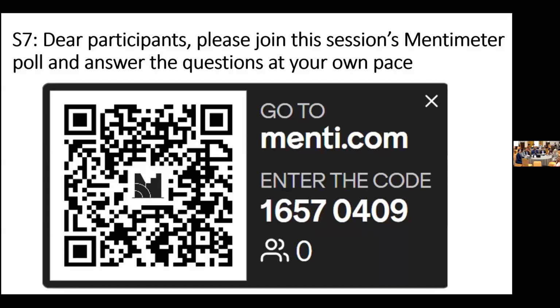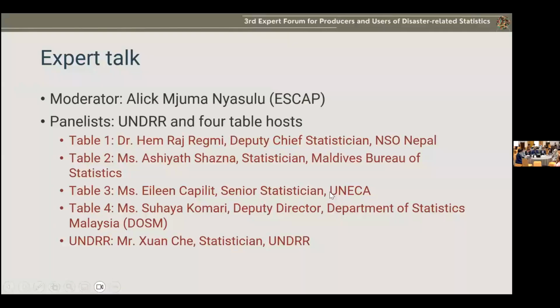So our first panelist is Dr. Hemraj. He is the Deputy Chief Statistician for the Central Bureau of Statistics of Nepal. So Hemraj, you go first, and I just want you to give us insights on what has happened this afternoon, particularly with respect to prices that could be used to measure economic loss within the agricultural sector. So Hemraj, I give you the floor.